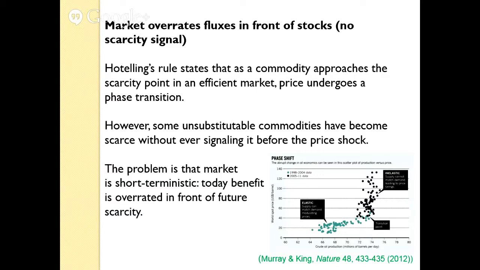So the problem is that the market is short-termist. The market is profit-oriented, and so today's benefit is overrated in front of future scarcity. It's something similar to the tragedy of the commons. It is better to have some benefit today than to reserve a stock for later use. So Hotelling's rule is not being applied, the market is not reflecting the scarcity of the product, and just putting a price tag, as commodification is saying, is not enough. It's not enough to know when something is going to become scarce.